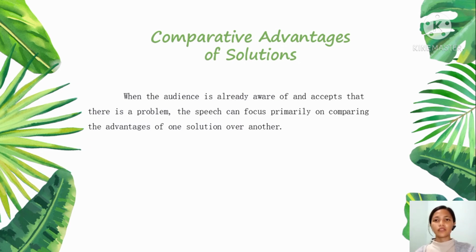Next is comparing different solutions. Discuss different solutions and find the one that solves the most aspects of the problem. Compare one solution with another to select and propose the best to the audience. And last is the final appeal. Ask the audience to accept and implement that solution as the policy.